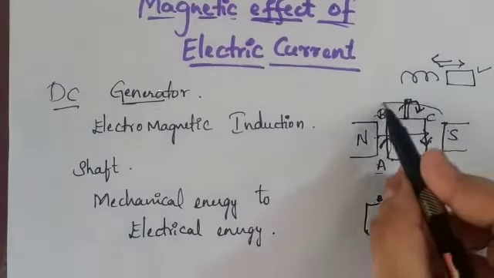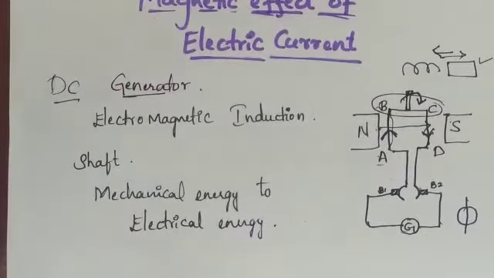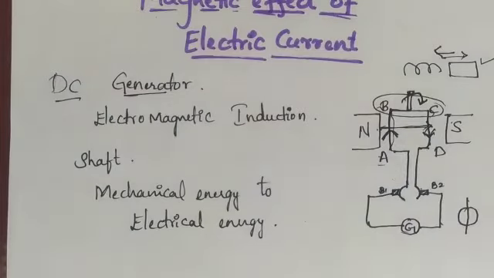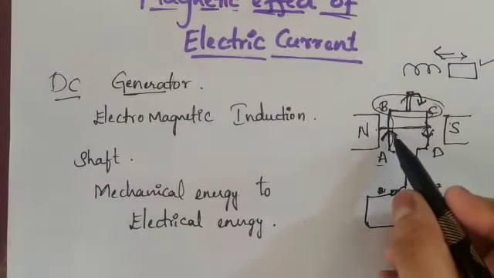And in the B and C sides, there is no production of current, because the magnetic field and the current won't be perpendicular there. In BC, current will not flow because the magnetic field lines are in this direction, and if the current were also flowing in this direction, both would be parallel to each other. There is no production of current when the conductor moves parallel to the magnetic field lines. So this is the direction of current here.